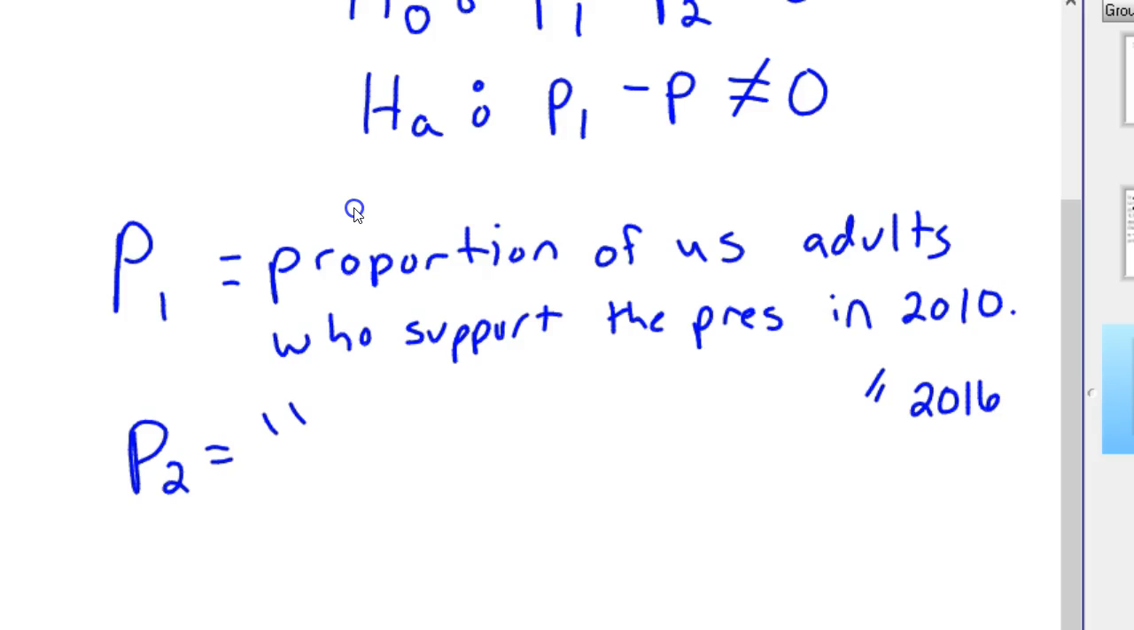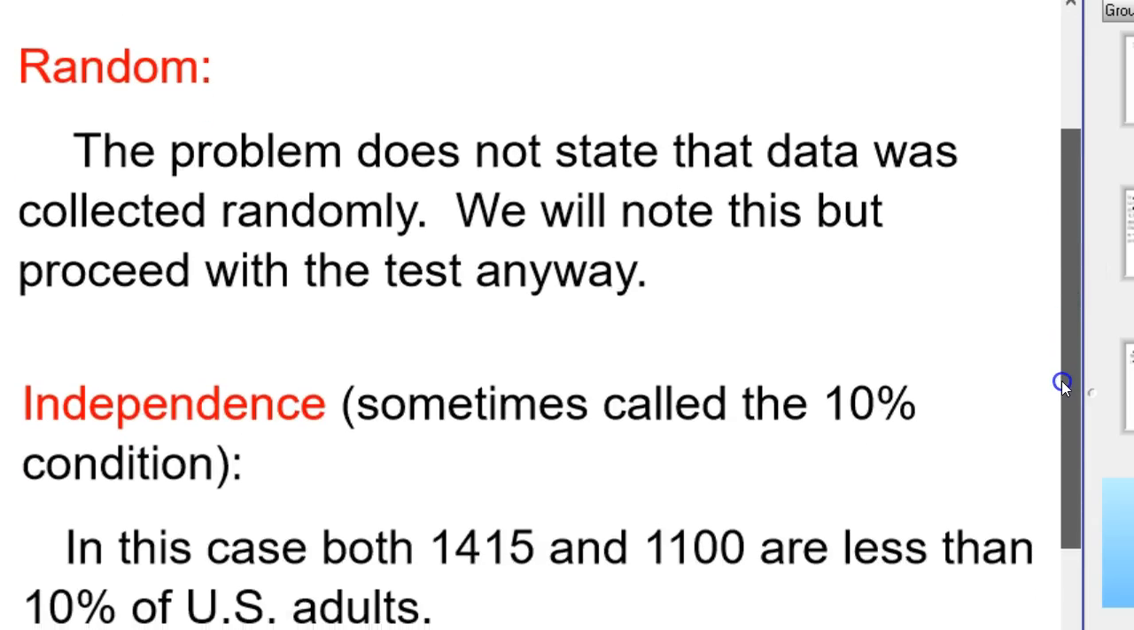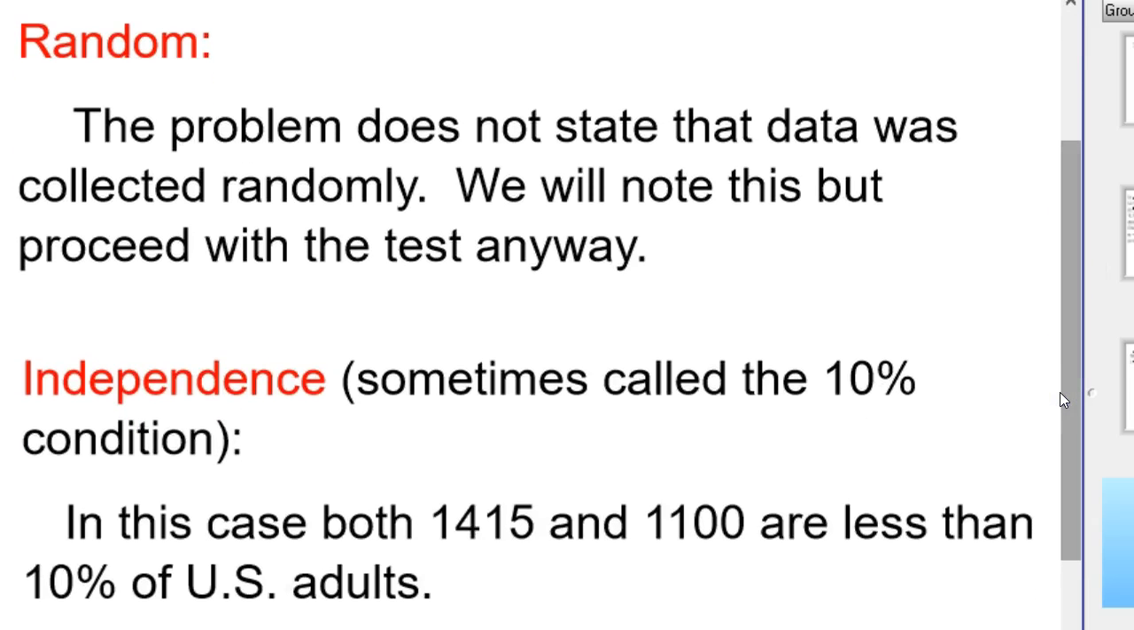Here we would choose an alpha level before we actually perform the test, but it's already done for us. And then the next step you need to do is test for conditions. So this is a two-sample z-test, P1 minus P2. So here are the conditions for that. So first off, is it random? Well, the problem does not state that the data was collected randomly. We'll go ahead and make a note of this and proceed with the test anyway.